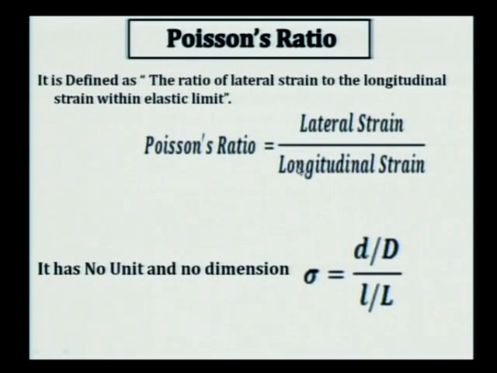Then we'll see, when you apply an external load on a wire, the length of the wire changes, which means the diameter also changes: the length of the wire increases and the diameter decreases. Poisson's ratio is the ratio of lateral strain to longitudinal strain within the elastic limit. Therefore, Poisson's ratio sigma is equal to lateral strain divided by longitudinal strain. Lateral strain is the change in diameter divided by the original diameter, and longitudinal strain is the tensile strain, change in length divided by original length.